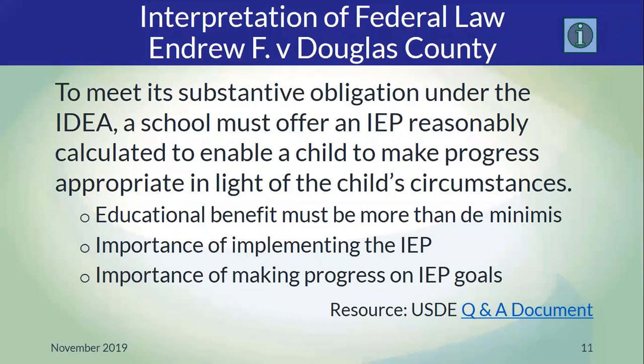in order to meet its substantive obligation to provide a free, appropriate public education to students, the schools must offer an IEP reasonably calculated to enable the child to make progress in light of the child's circumstances. The court also rejected the merely more than de minimis, which in real world terms means trivial, progress standard. Now, although the court didn't determine any one test for deciding what appropriate progress looks like for every child, the court decision means for us that IEP teams must implement policies, procedures, and practices related to measuring progress.